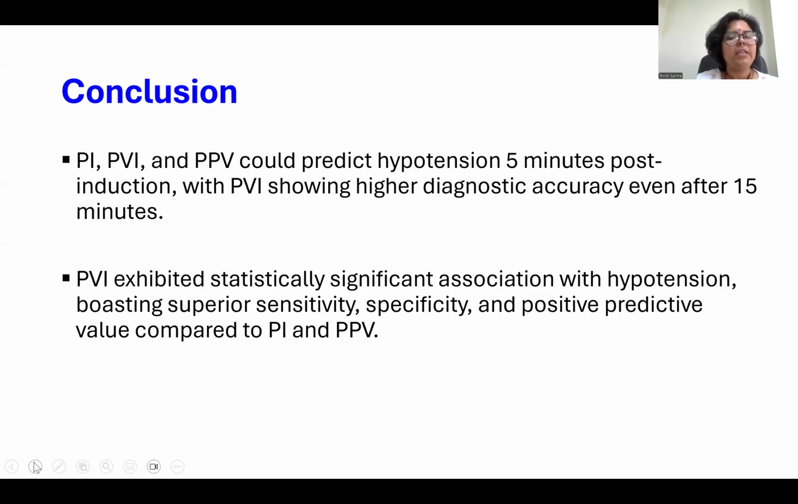Thus, pleth variability index exhibited statistically significant association with hypotension, boasting superior sensitivity, specificity, and positive predictive value as compared to perfusion index and pulse pressure variability.